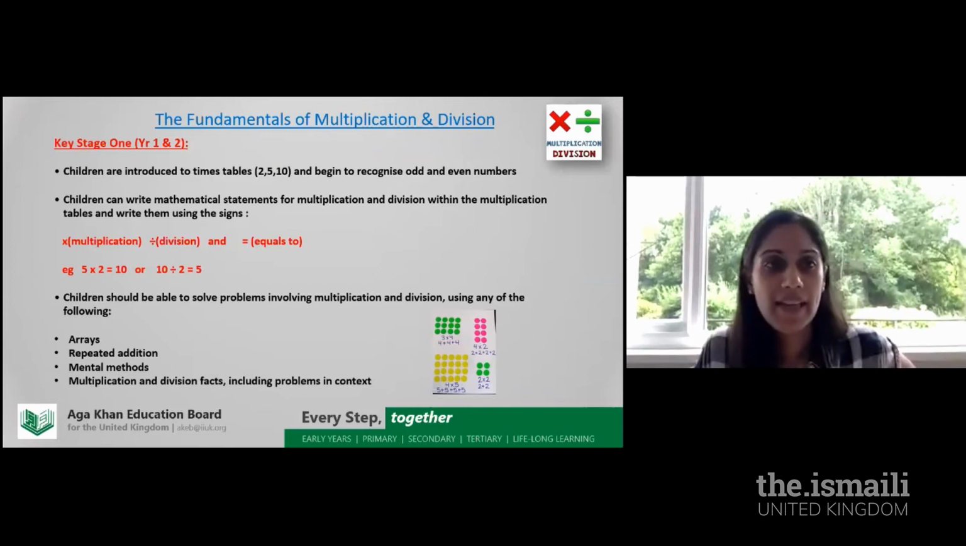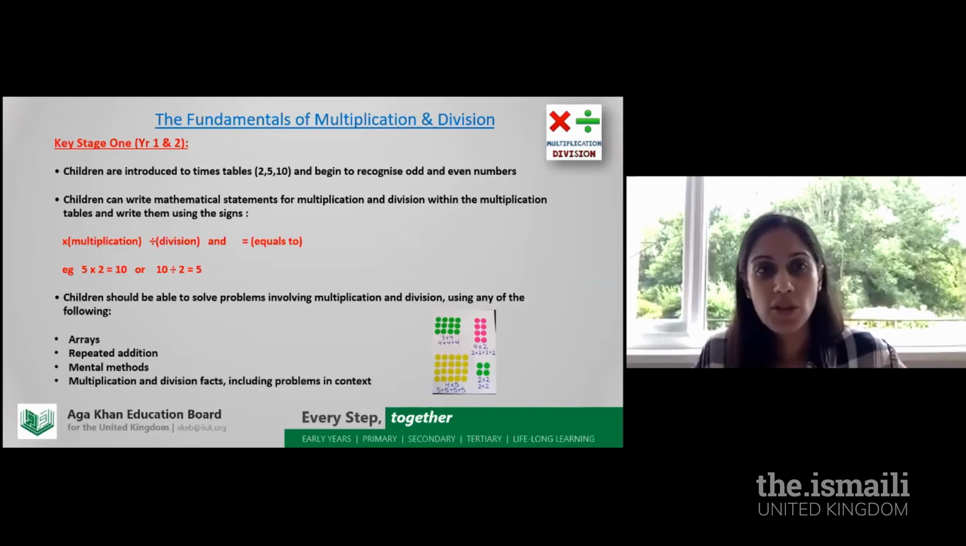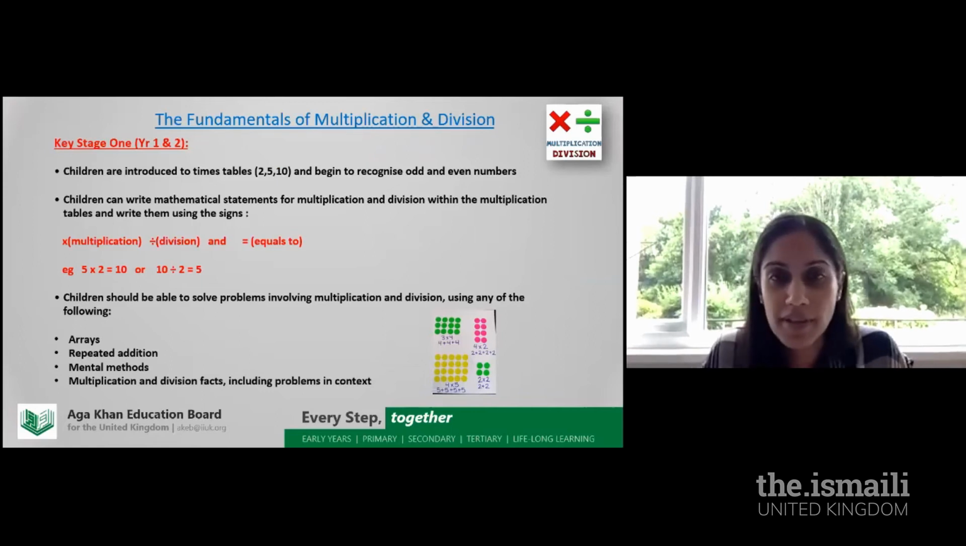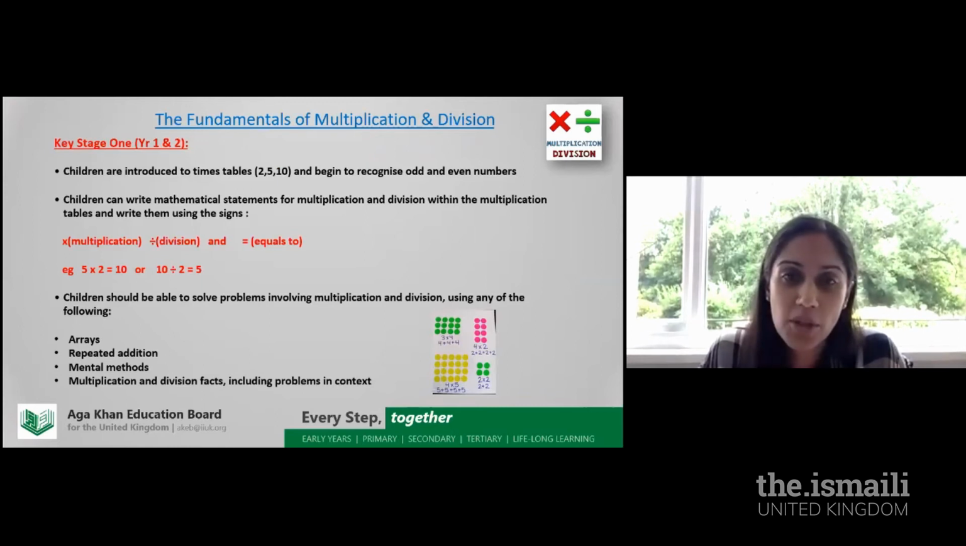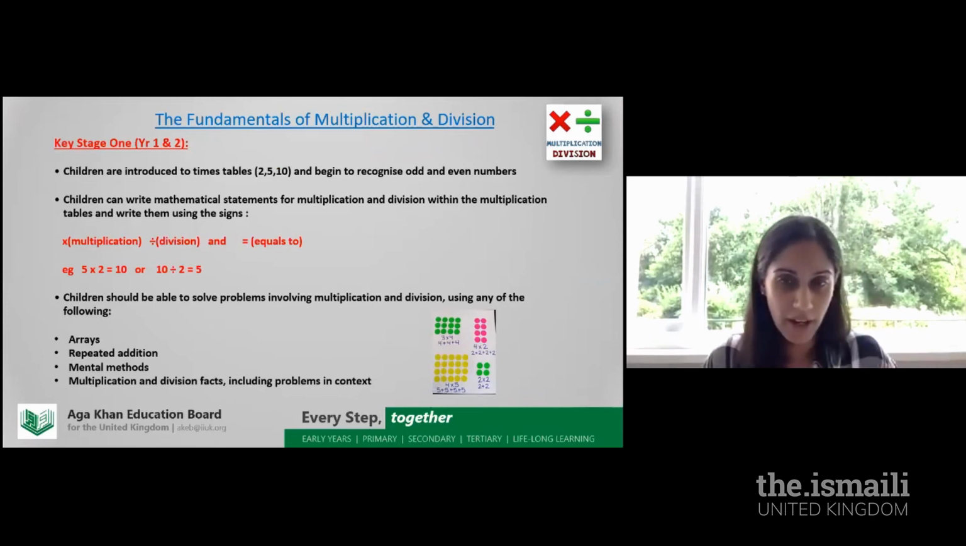So if we start with Key Stage 1, so that's years 1 and 2, children will be introduced to their times tables, so that's the 2s, the 5s and the 10s, and they should be able to recognise the difference between odd and even numbers. They should be able to write mathematical statements for multiplication and division using signs. So for example, 5 multiplied by 2 equals 10, or 10 divided by 2 equals 5.